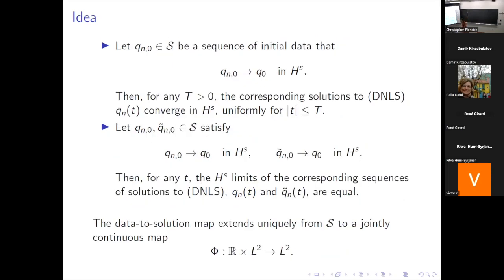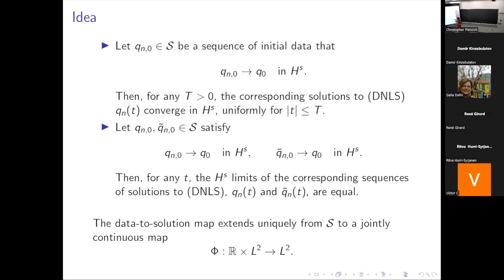Okay, so now if I start with some initial data Q0, how do I even know that the solution exists to the DNLS? I take a sequence of initial data, Q_n naught, that are very nice, are Schwartz, and I know that those have solutions. And I want them to converge to Q naught in HS. Then, for any T positive, the corresponding solutions to DNLS are going to converge in HS, because of what we saw earlier, uniformly in T. And the limit of those Q_n at time T is exactly what we're going to define as the solution to DNLS for initial data Q naught at time T.